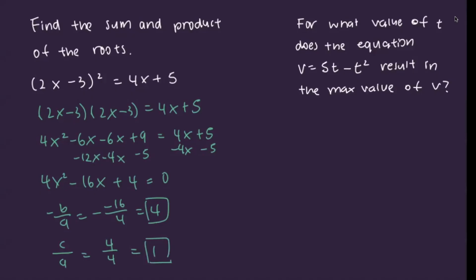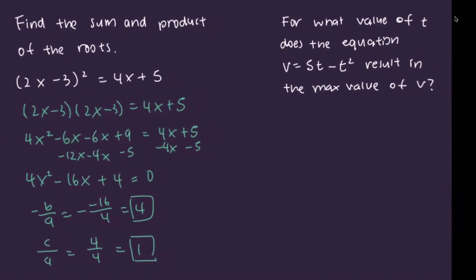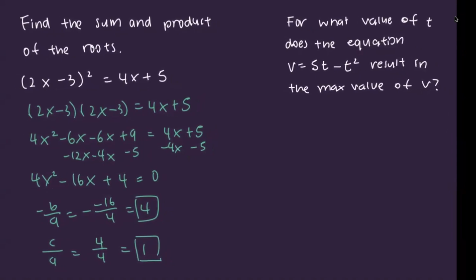Did you guys get that? If you did, great job. Now for the second problem: for what value of t does the equation v equals 5t minus t squared result in the max value of v?